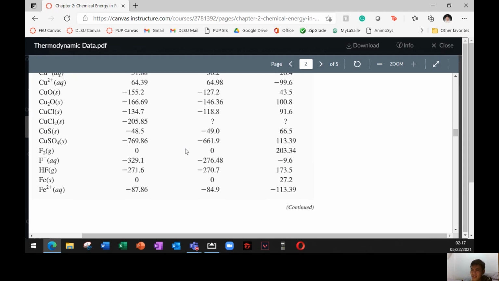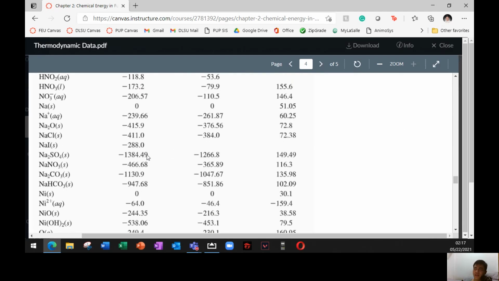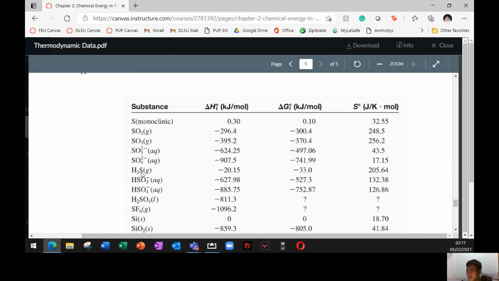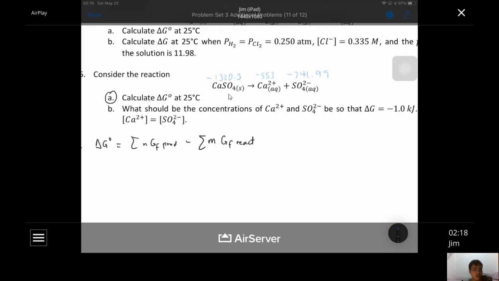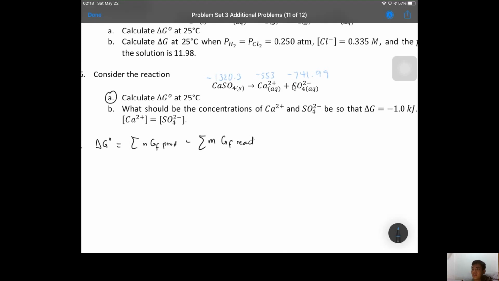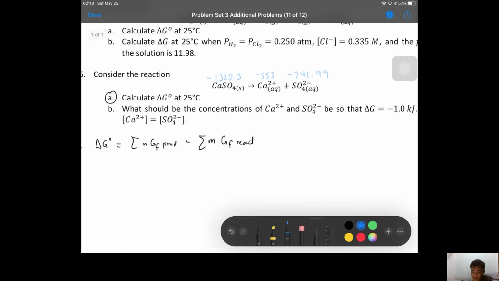For sulfate, let me look sa table. Sulfate. That's negative 741.99. Okay. So those are the delta G values, delta G F values. Okay. So with those values in mind, let's solve for the delta G of the reaction.